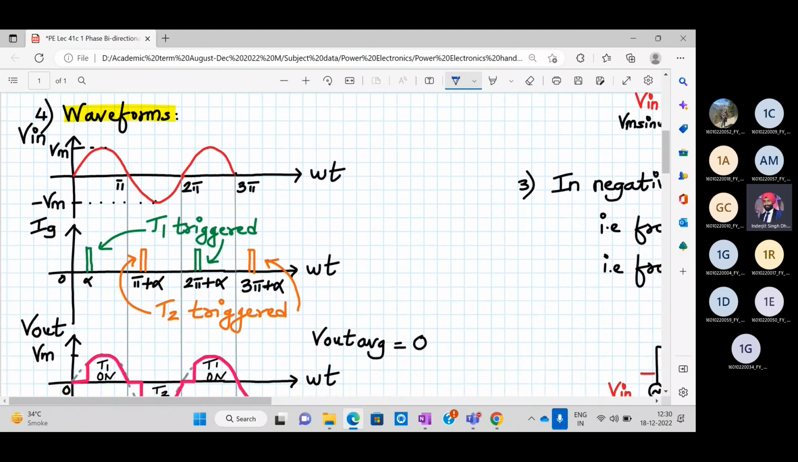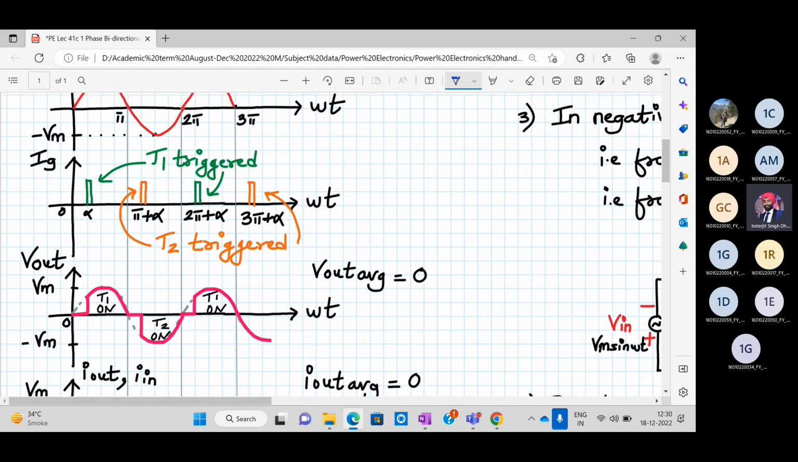As you can see in the waveforms clearly, this is my input. These are my triggering pulses. The green color is for T1 and orange color is for T2. So at the output, as you can clearly see, from 0 to alpha, output is 0 because none of the SCRs are on. After alpha, T1 is turning on, so my output will be equal to input. Then from pi to pi plus alpha, again none of the SCRs are on. T1 has turned off over here.